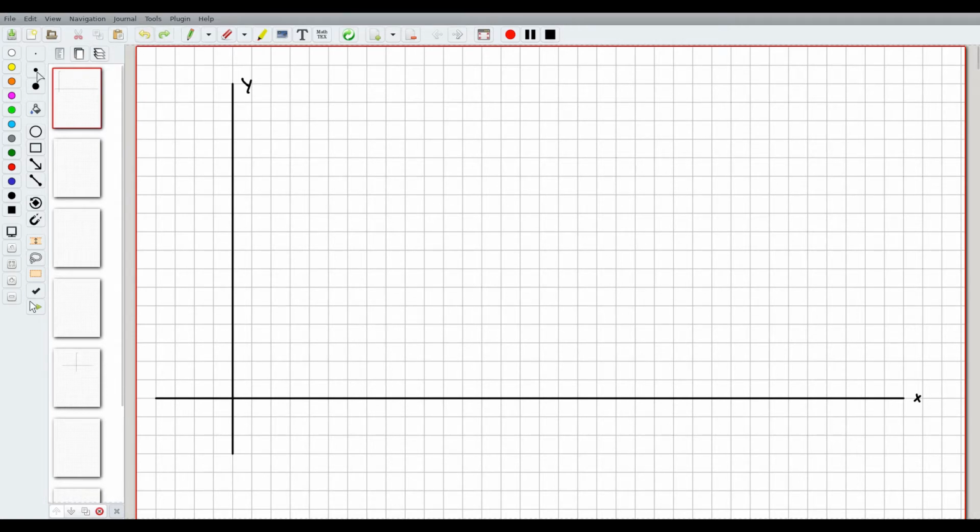Actually, let me be consistent from last time and use a smaller one right here. This, and we'll go purple. Here's another one right here. There we go. Two different vectors. Let's give them names. Again, I'm not very creative. This is vector A, and this is going to be vector B.